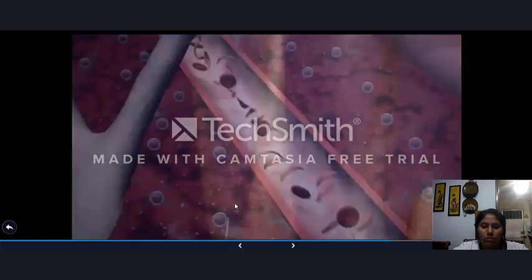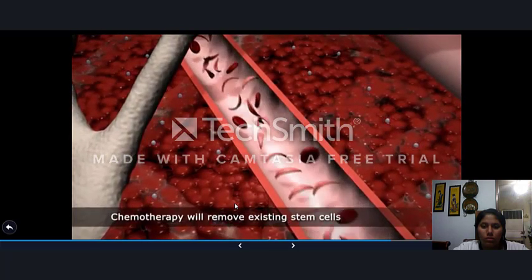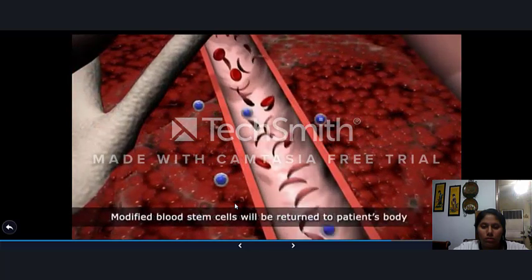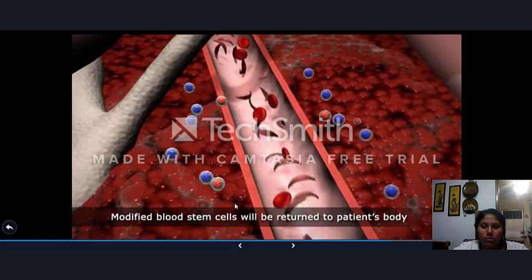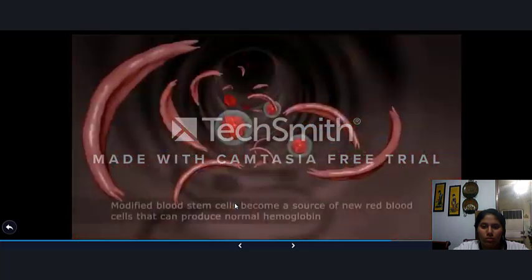Inside the body, chemotherapy will be used to remove existing stem cells to make room for the new ones. The modified blood stem cells will then be returned to the patient's body, where they are expected to grow and produce new cells that contain normal hemoglobin.